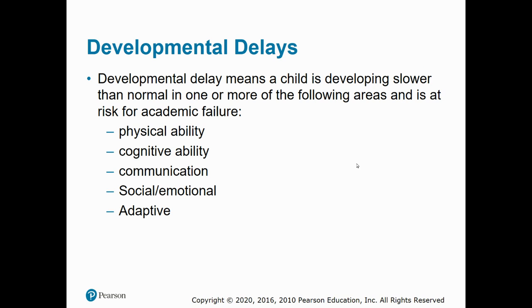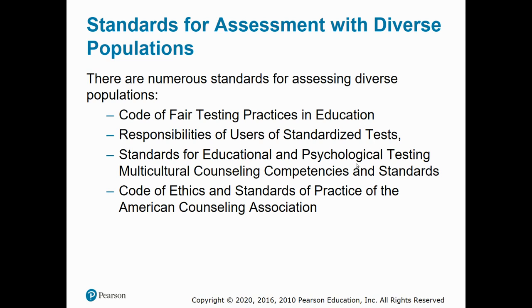Developmental delays. A developmental delay means that a child is developing slower than normal in one of these areas, and because of that, they're at risk for academic failure. So those areas can be physically, cognitively, in communication skills, social, emotional, or adaptively. There are standards that we use when we're assessing someone who is from a diverse population. There are several of them, and you can see the list here that there's multiple standards put out by different organizations. And that is the end of chapter 3.